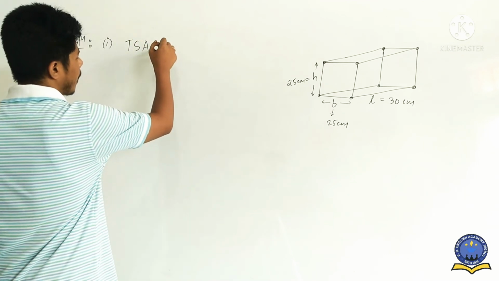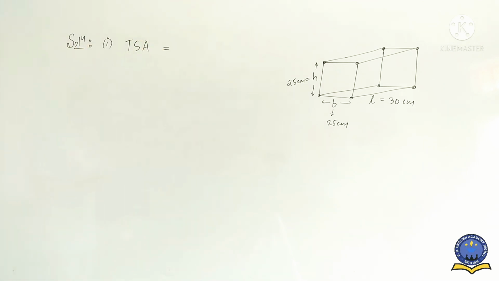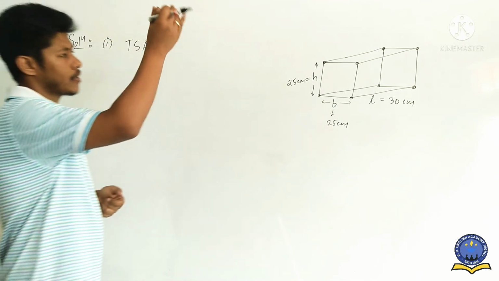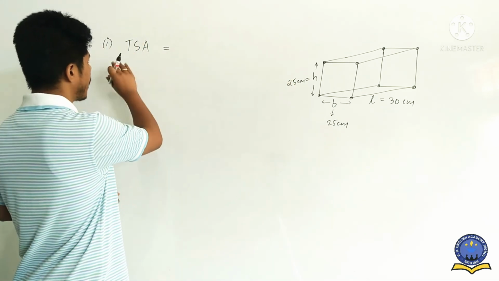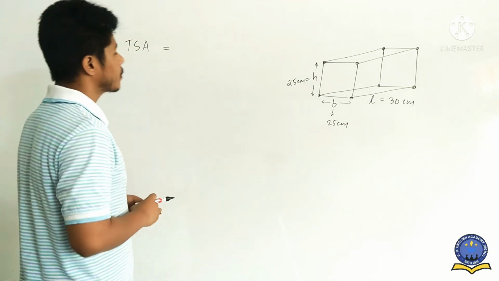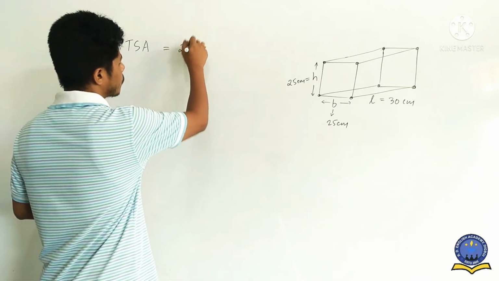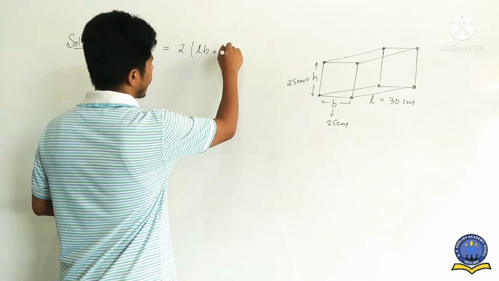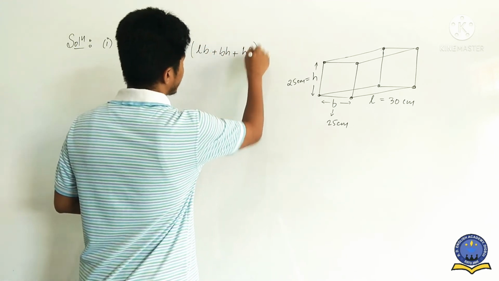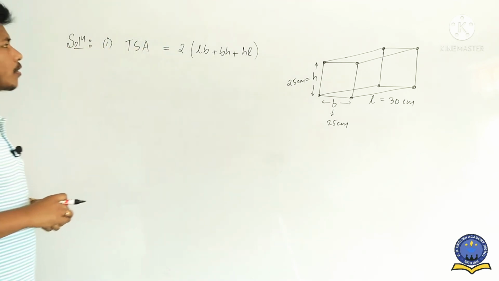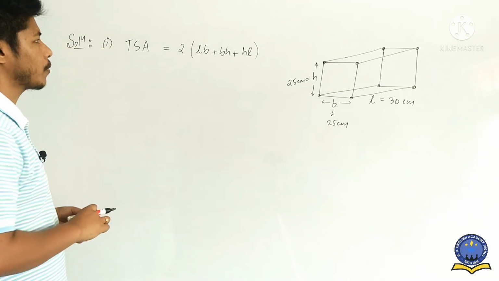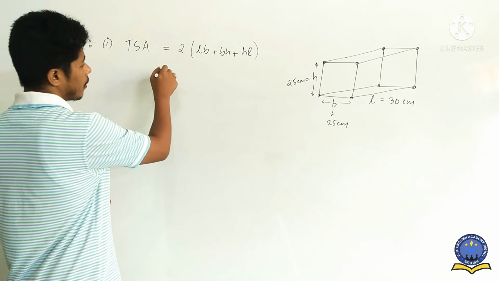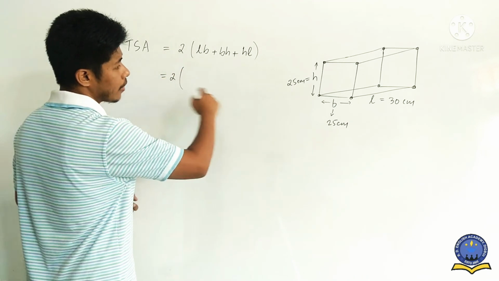Total surface area equals, as all of you know, the total surface area of the glass. Or we can write total surface area of the herbarium, or also total area of the glass. You can write it this way. And what is the formula of the total surface area? The formula is 2 into length times breadth plus breadth times height plus height times length. This is the formula for the total surface area of a cuboid, or this glass, isn't it?